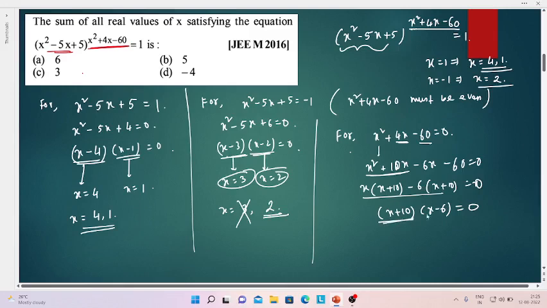Similarly, if we put that part equals to 0, we will have x equals to minus 10. And if we put that part equals to 0, we will have x equals to 6, right? So for x square plus 4x minus 60 equals to 0, we will have two values of x. One is minus 10 and another is 6, right? So let me first write down here, for x square plus 4x minus 60 equals to 0, we will have x equals to minus 10 comma 6, right?